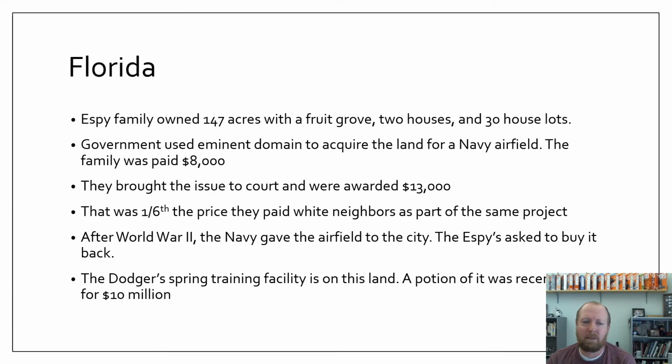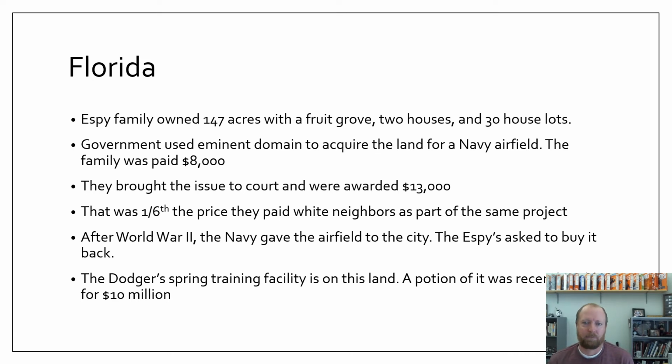In Florida, the Espy family owned 147 acres and had a fruit grove, 2 houses, and 30 lots that they could develop. The government used eminent domain to acquire the land for the Navy airfield. This was right before World War II. The family was paid $8,000. They took it to court saying that this was not a fair market price, and the court, predominantly white, ordered that they be rewarded $13,000. That $13,000 was 1/6 of the price that their white neighbors received as part of the same project.